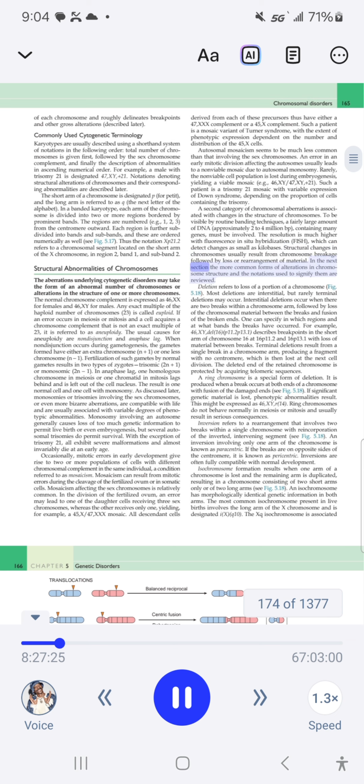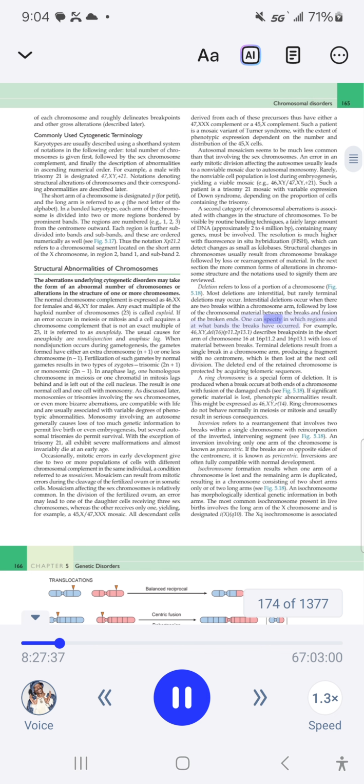In the next section, the more common forms of alterations in chromosome structure and the notations used to signify them are reviewed. Deletion refers to loss of a portion of a chromosome. Figure 5-18. Most deletions are interstitial, but rarely terminal deletions may occur. Interstitial deletions occur when there are two breaks within a chromosome arm, followed by loss of the chromosomal material between the breaks and fusion of the broken ends.